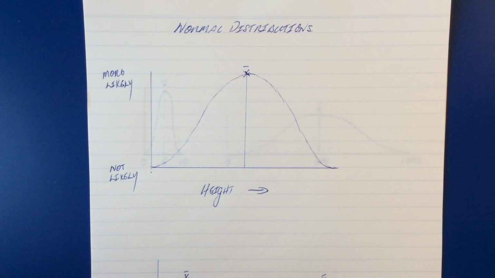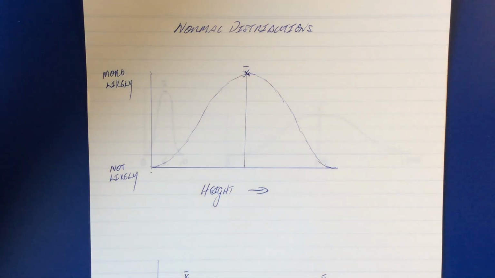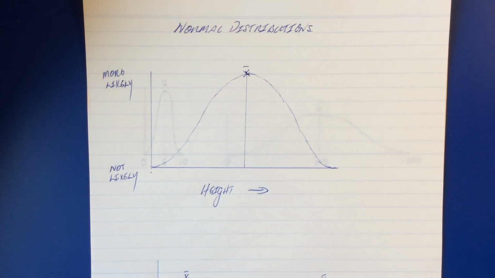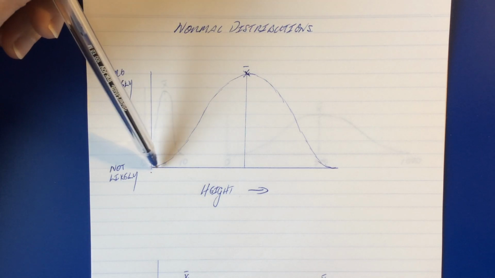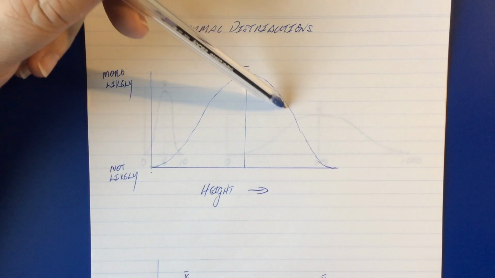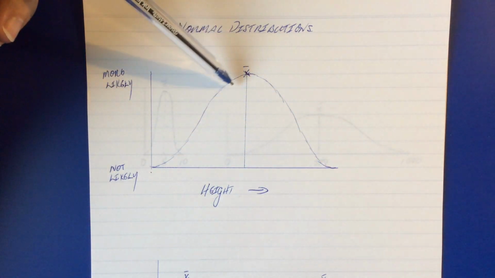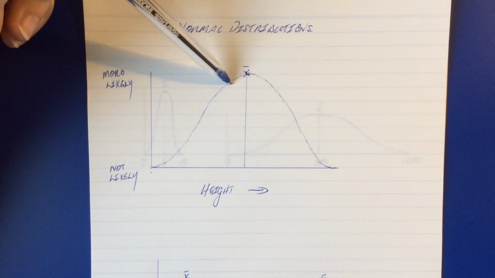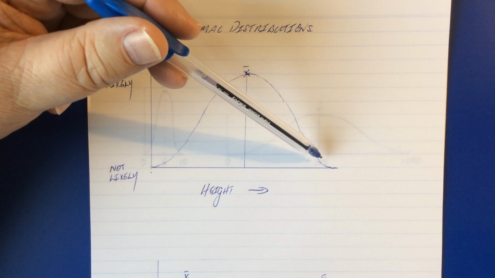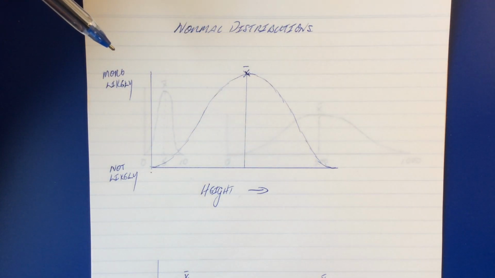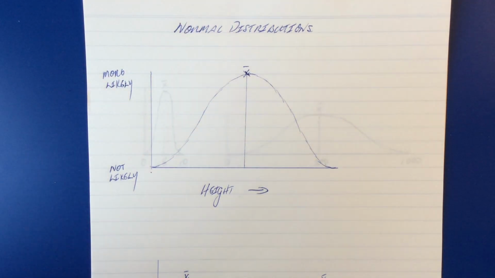Today we're looking at normal distributions. What is a normal distribution? Well, it's a graph that looks a little bit like a bell. It's often referred to as a bell curve. And it's probably easier if I use real-world examples to demonstrate what a normal distribution is.